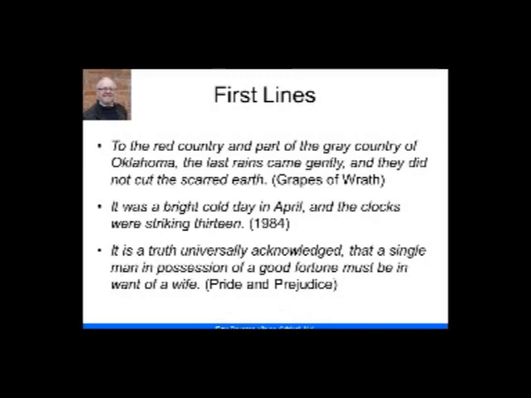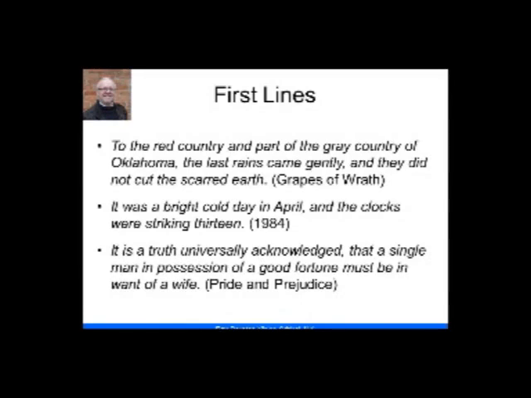To the red country and part of the grey country of Oklahoma, the last rains came gently, and they did not cut the scarred earth. So this was the story of the Dust Bowls and the Okies having to flee from Oklahoma, and the devastation caused and the poverty caused by 1, the lack of rain, and 2, the damage to the earth.